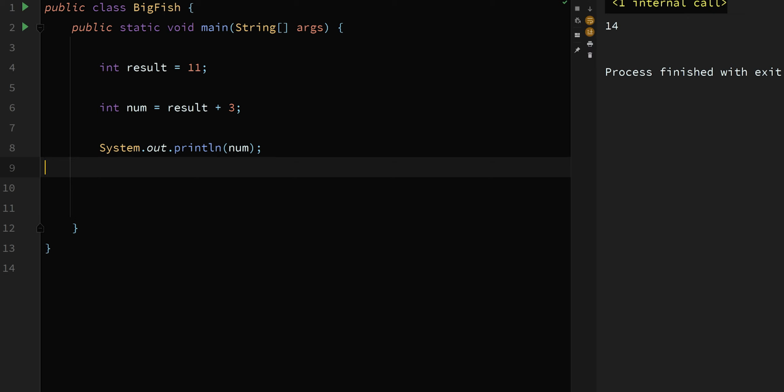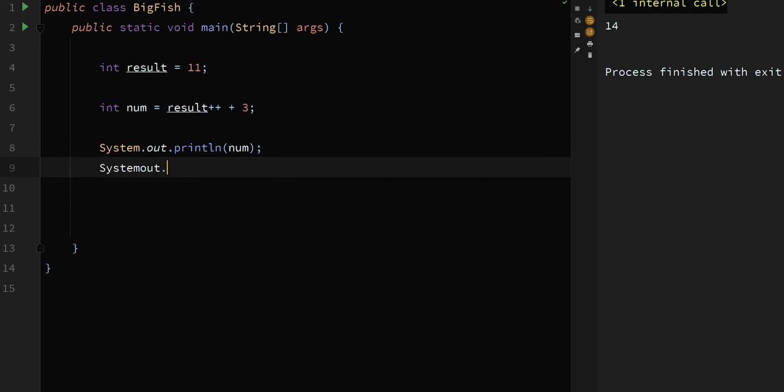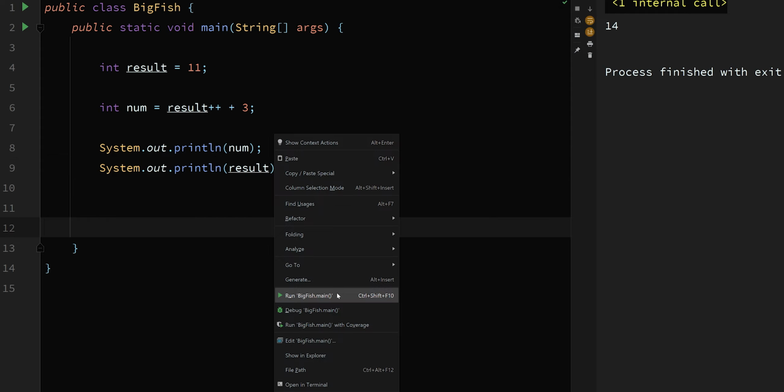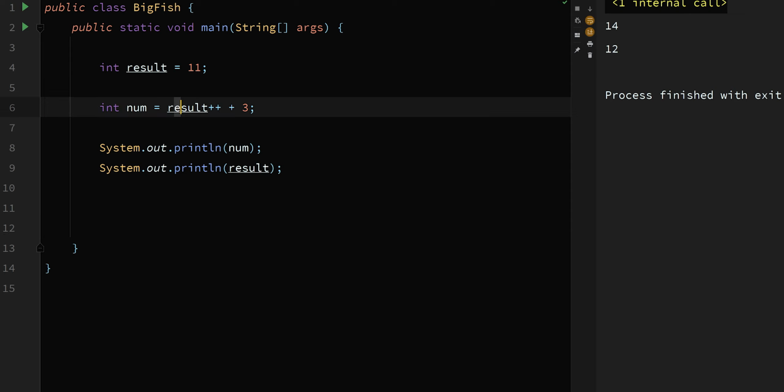So now we can put a plus plus after, and let's see what answer we get. So we still get 14. And if I were to print out result real quick here, we would see result has a value of 12. So it's kind of curious, why is 12 plus 3 only 14? It should be 15, is what we're expecting.